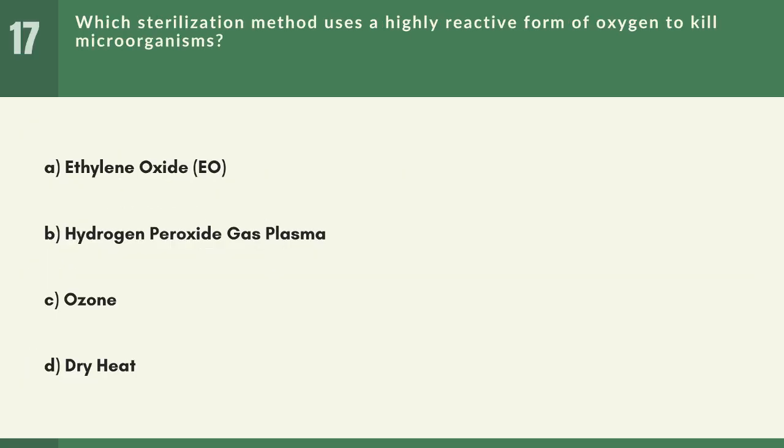Question 17. Which sterilization method uses a highly reactive form of oxygen to kill microorganisms? A. Ethylene oxide, EO. B. Hydrogen peroxide gas plasma. C. Ozone. D. Dry heat.